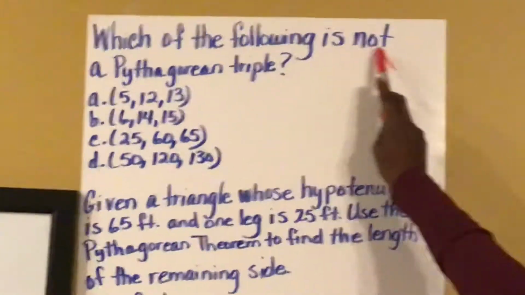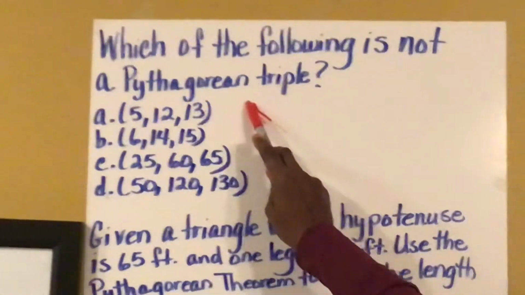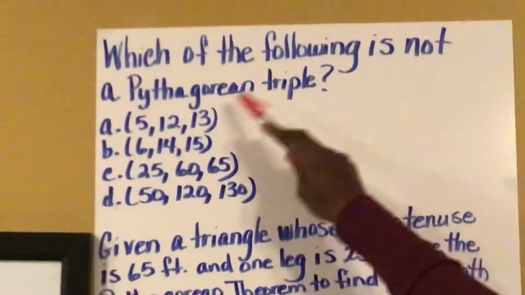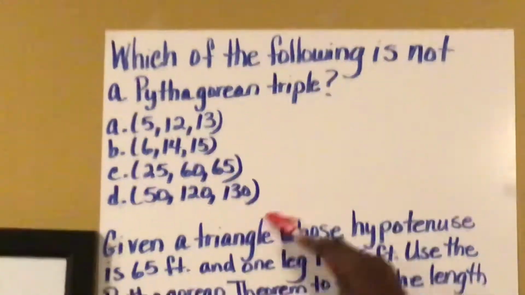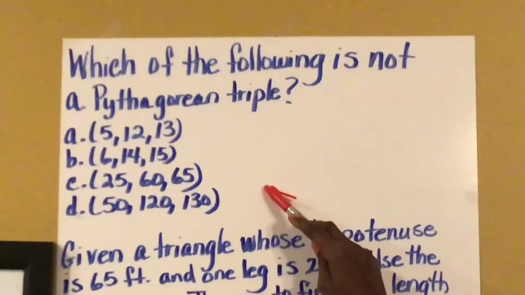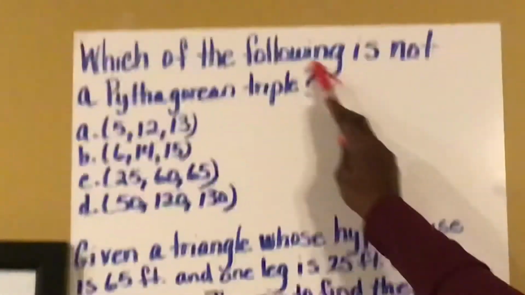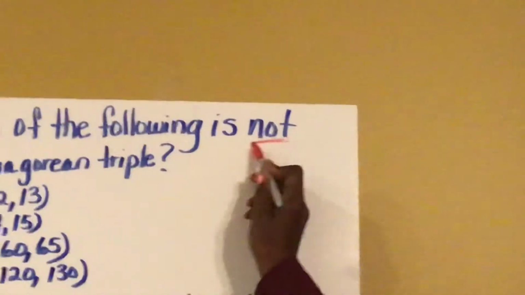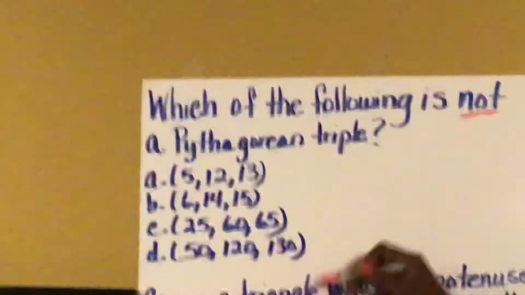This says, which of the following is not a Pythagorean triple? This is the way it will be on the milestones test that you will be taking in March or April or May. Which of the following is not? I'm going to underline the word not because all of them are triples except one.